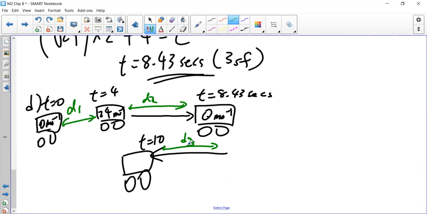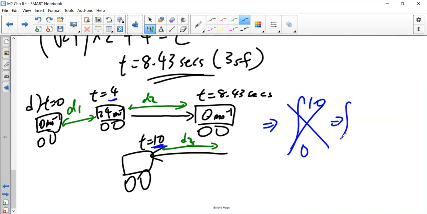So that's why it leads us to the conclusion that we can't do it from 0 to 10. Why? Because one, there are two equations, from 0 to 4 seconds and 4 seconds to 10 seconds. But two, the distance from 4 seconds to 10 seconds has to be broken into 2 parts. It should be from 0 to 4, plus 4 to 8.43, and then plus 8.43 to 10 seconds. That's the way to go.